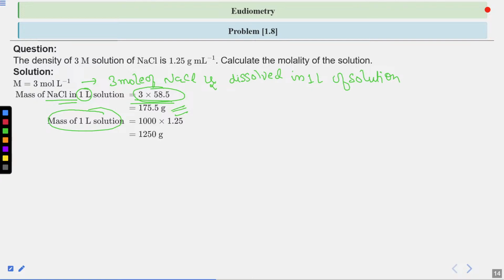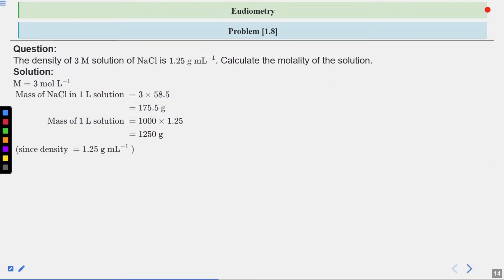So what is the volume? It is 1 liter. So 1 liter is being converted to milliliter by writing 1000. And to calculate the mass of 1 liter, we are simply multiplying the density with the volume. If you do so, you will get the mass of solution as 1250 gram. So we have used the formula of density, which is mass per unit volume. So from there, we have calculated the mass of 1 liter. Remember, I have taken here 1000 ml because density was given in gram per milliliter.